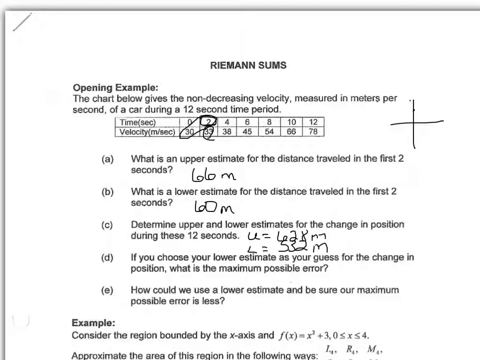All right? What's the maximum possible error? If we look at D, if we have that upper limit and that lower limit, what's the maximum possible error in our estimate? How would we find the maximum possible error? Find the average. That upper and lower. The lower is just the average.